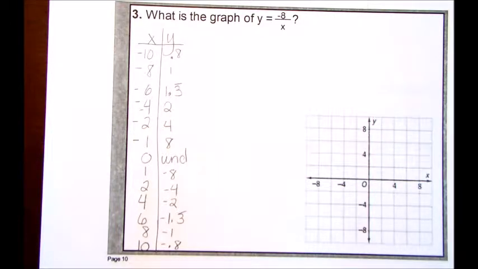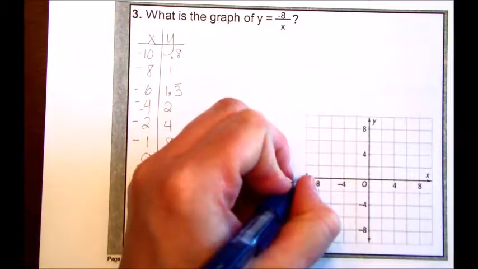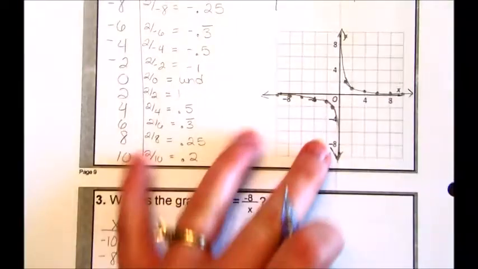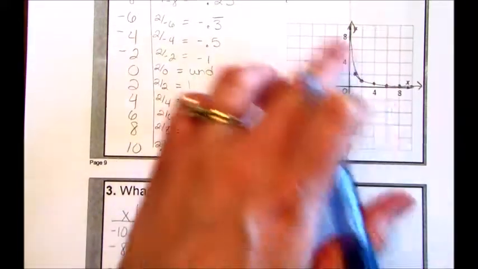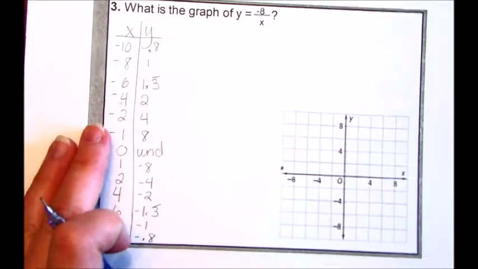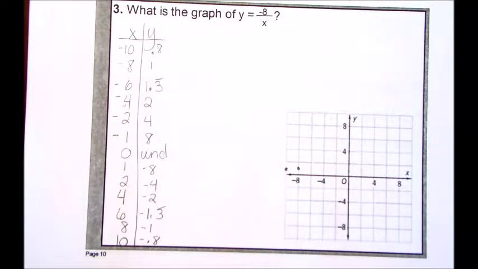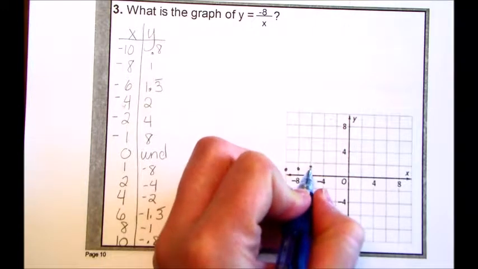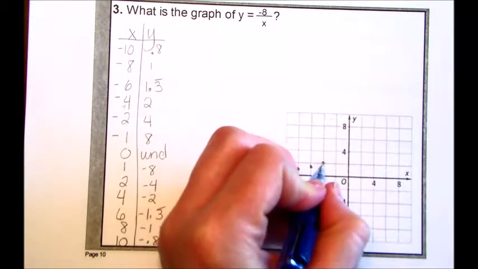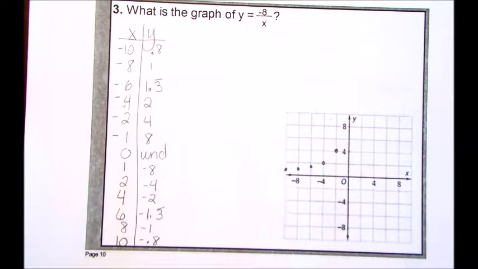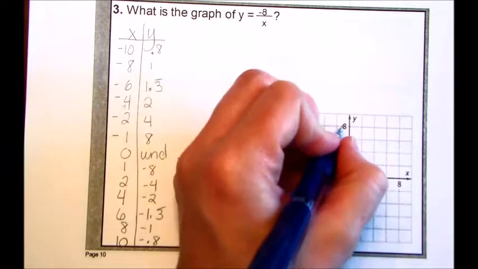It's now time to plot our points. So we're going to go -10 and up 0.8. Notice this one is negative, so like our graph, instead of looking like this, it's going to be on these two corners. Okay, -8 and 1. -6 and 1.3. -4 and 2. -2 and 4. You can see this one's increasing a lot faster because we had a -8 on the top instead of just a 2. -1 and 8. So there we go.